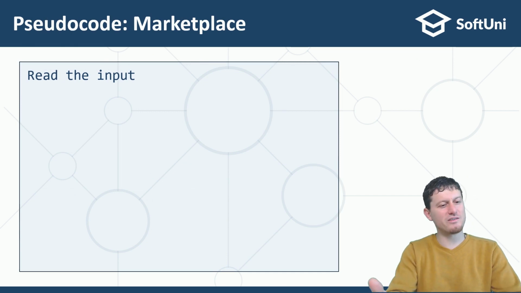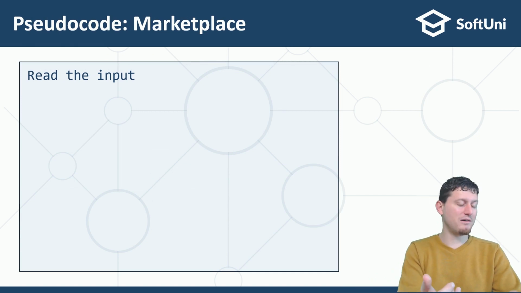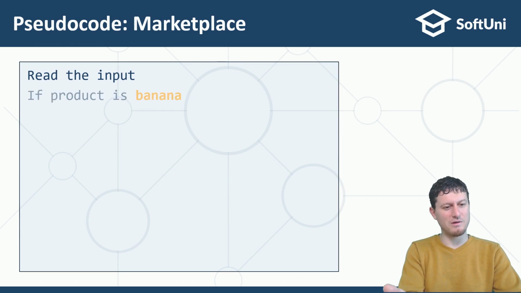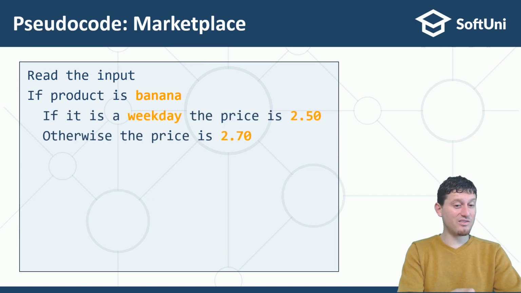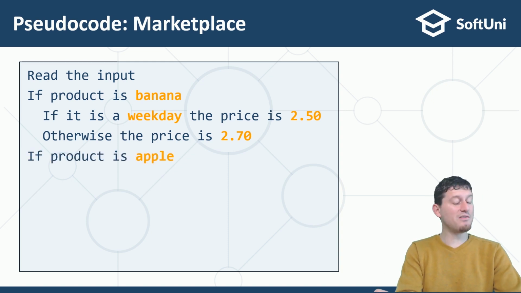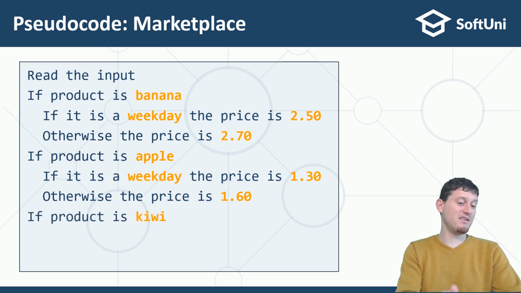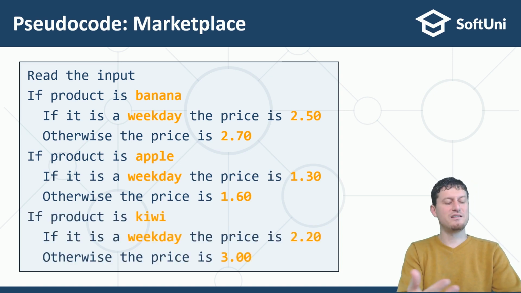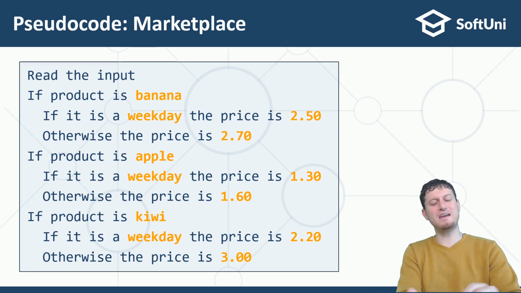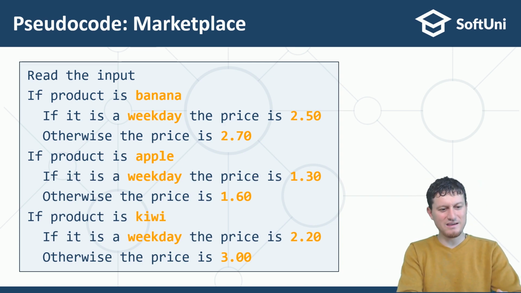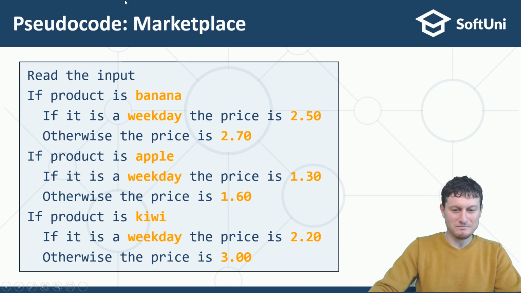It would be something like this: read the input. What is the product and what is the day of week. So if the product is banana, we have two cases. If it is weekday, the price should be 2.50. Otherwise, the price will be 2.70. If the product is apple, again we have two cases. If it is a weekday, the price is 1.30. Otherwise, the price is 1.60. And again, if the product is kiwi, we have two cases. If it is weekday, the price is 2.20. Otherwise, the price is 3.00.